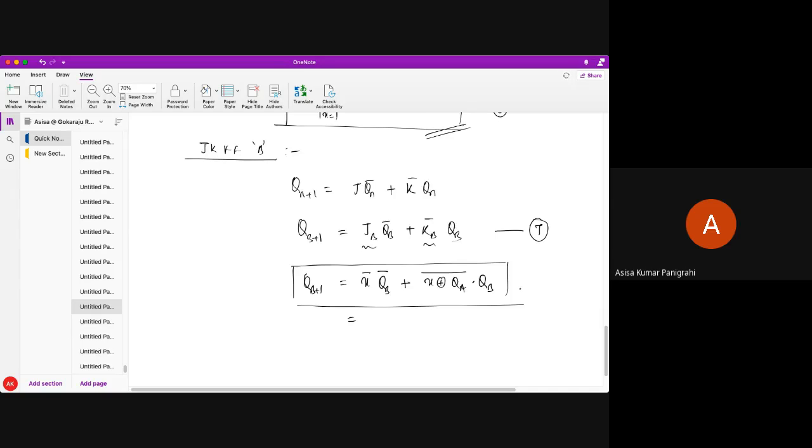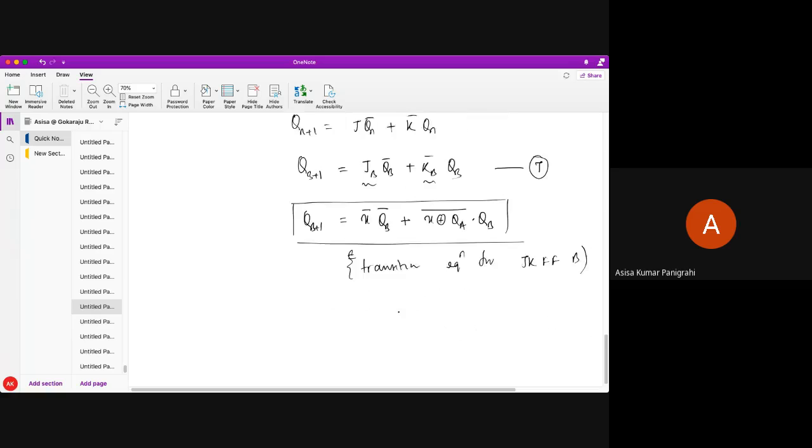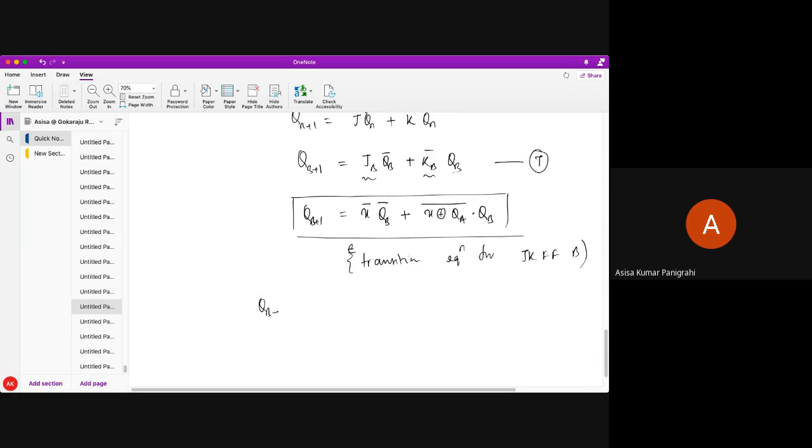So this is my transition equation for JK flip-flop B. Now, as we know, for the transition equation of JK flip-flop B, I also have to find it for x equal 0. What you have to do at that time? I have to put x equal 0: 0 bar QB bar, 0 XOR QA whole bar, QB.